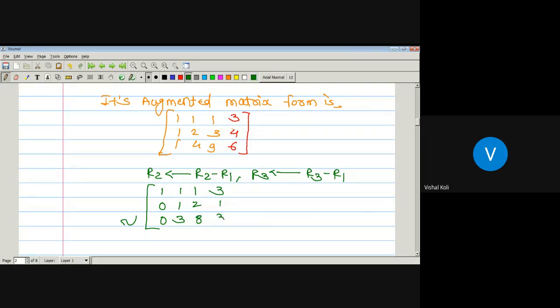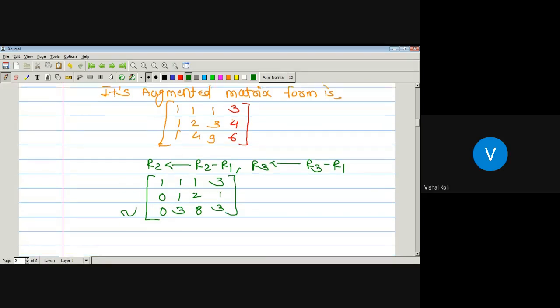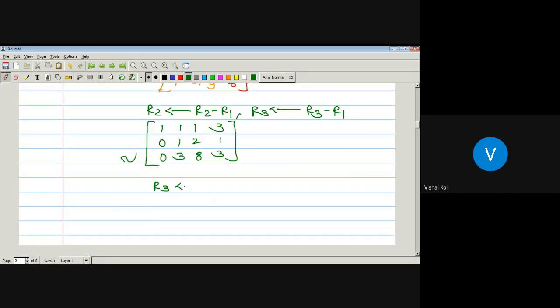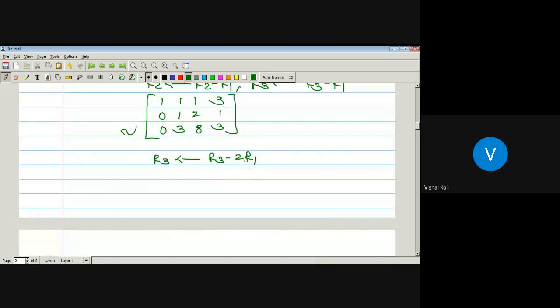6 minus 3 is 3. Now next R3 is changing to R3 minus 3 times R2. The first row as it is, the second also as it is, the third: 0, 0, 3 minus 3 times 1, which is 3 minus 3 is 0, 8 minus 3 times 2, 3 into 2 is 6, 8 minus 6 is 2, 3 minus 3 which is 0.